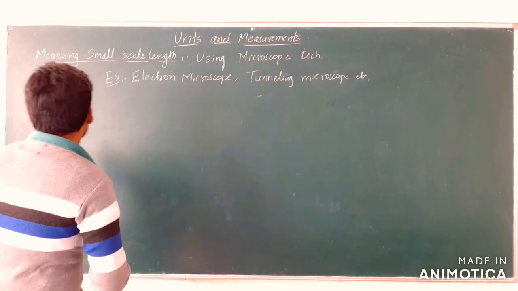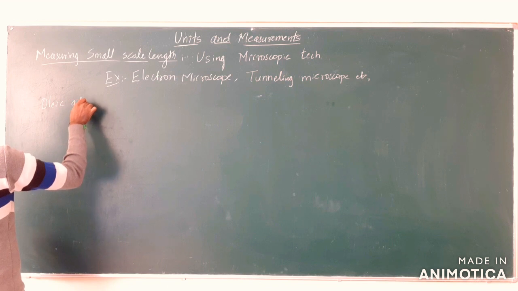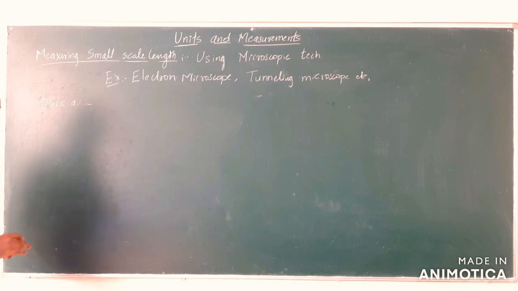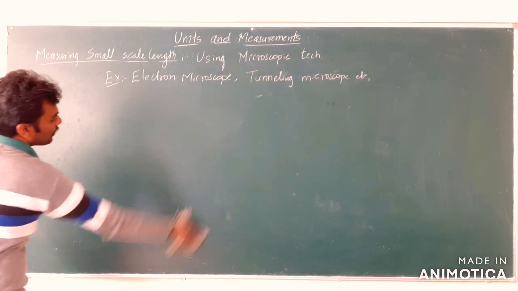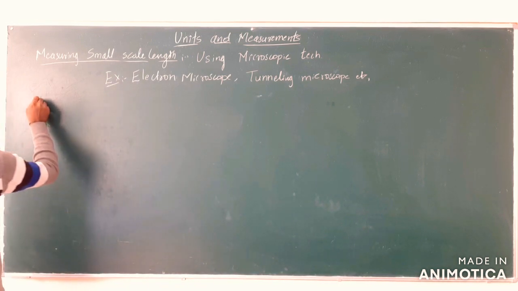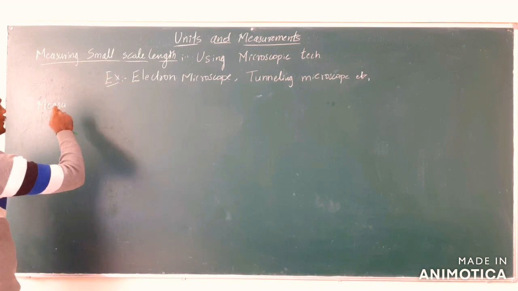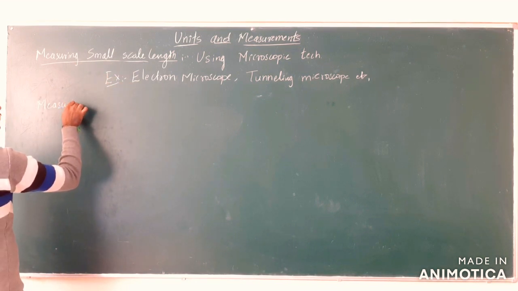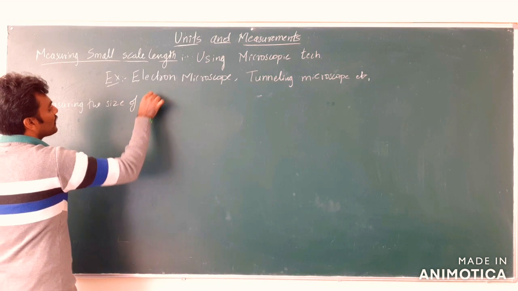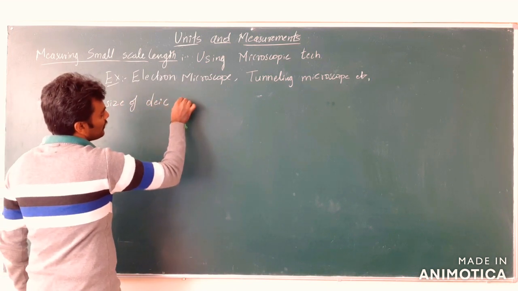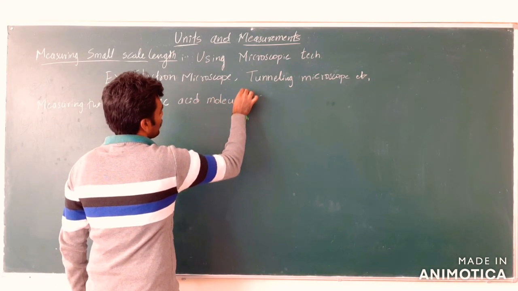Because we have a special property of oleic acid. So it's about measuring the size of the oleic acid molecule. This technique that I am going to take now comes under small scale length measurement. Particularly, I am going to measure the size of the oleic acid molecule.